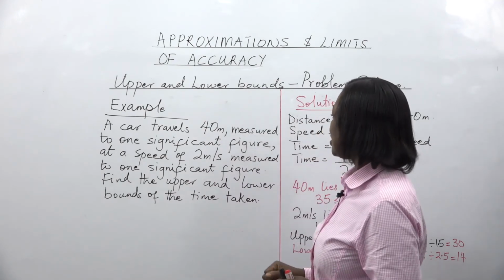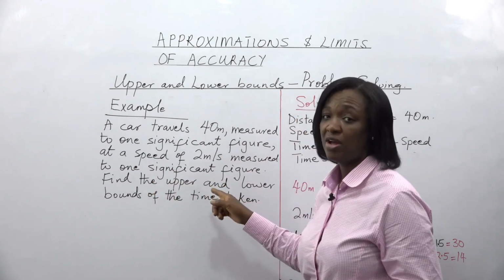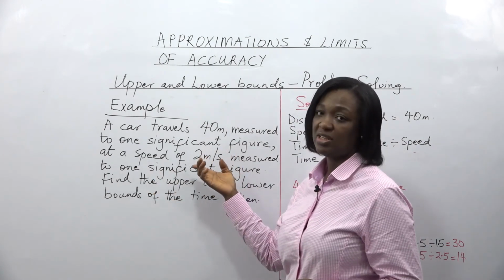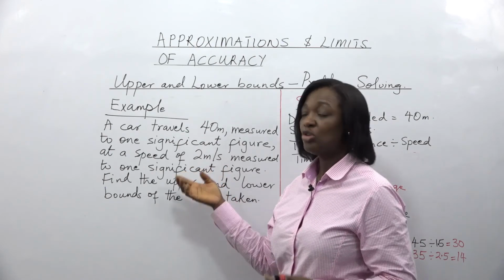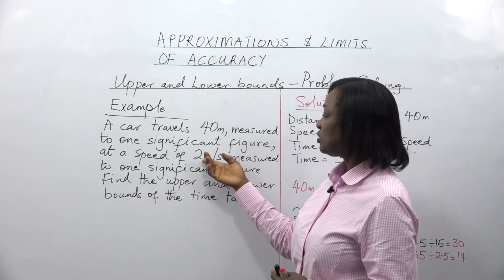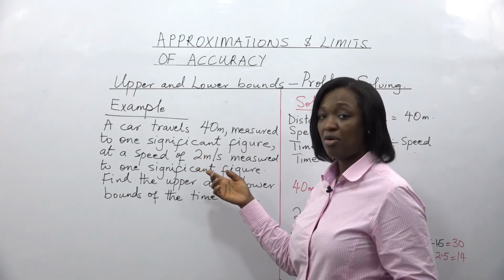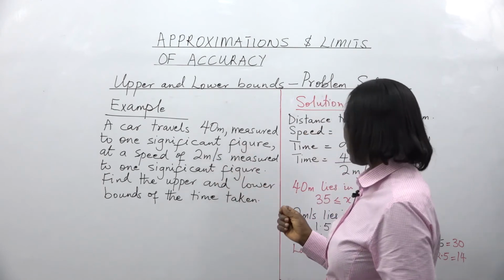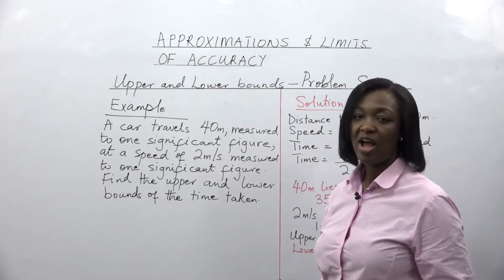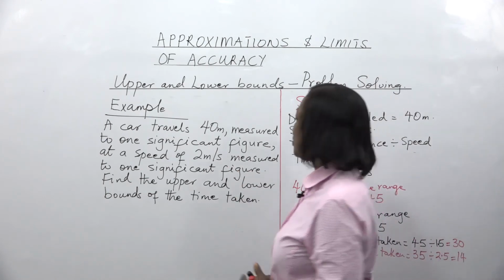I know you get that. The speed is also approximated to one significant figure. The place value is 1 unit, and half of 1 is 0.5. So to find the upper bound and lower bound of the speed, we'll be adding and subtracting the absolute error. So we have 2.5 and 1.5 as our upper bound and lower bound. I wanted you to get that.